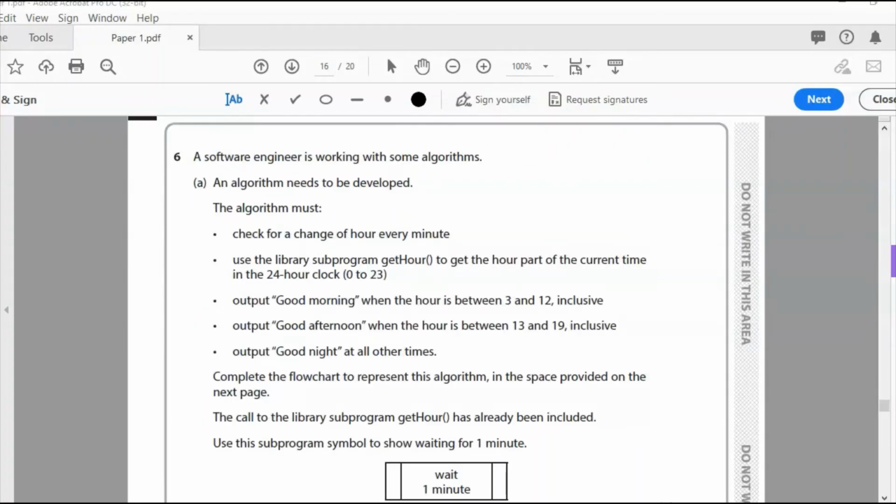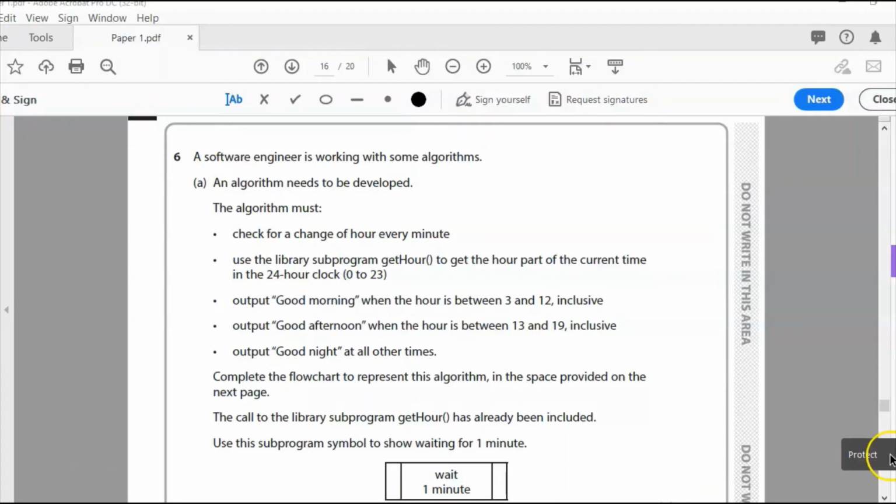Question 6. A software engineer is working with some algorithms. The algorithms need to be developed. The algorithm must check for a change of hour every minute, use the library subprogram getHour to get the hour part of the current time in the 24-hour clock 0 to 23, output good morning when the hour is between 3 and 12 inclusive, output good afternoon when the hour is between 13 and 19 inclusive, output good night at all other times. Complete the flowchart to represent this algorithm in the space provided.